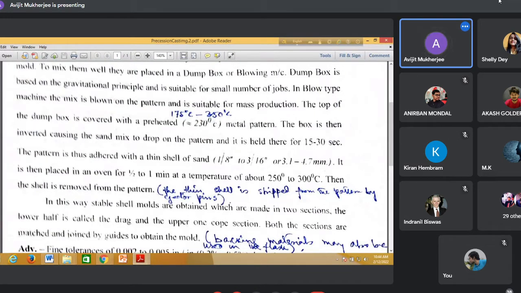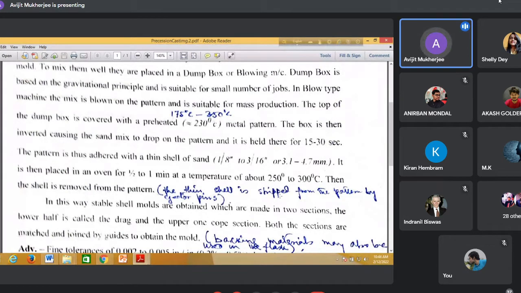But when the metal has been deposited, molding material has been deposited, then again place the thing in an oven for up to 1 minute. Temperature range is 250 to 300 degrees centigrade. And then remove the pattern.